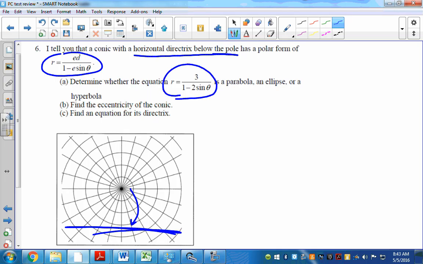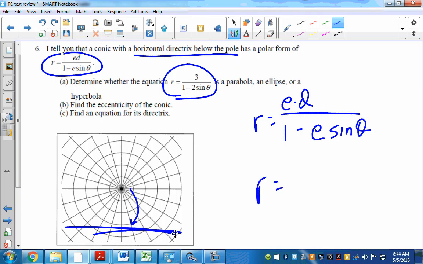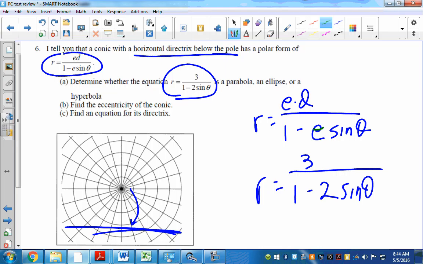So if we start to match up things, r is e times d, by the way, d is the distance to the directrix, over 1 minus e sine theta. And we have r is equal to 3 over 1 minus 2 sine theta. It's pretty clear, I think, that the eccentricity has to be the number 2. Everything else is good. This is a 1, this is a 1. Okay, so the eccentricity is 2.